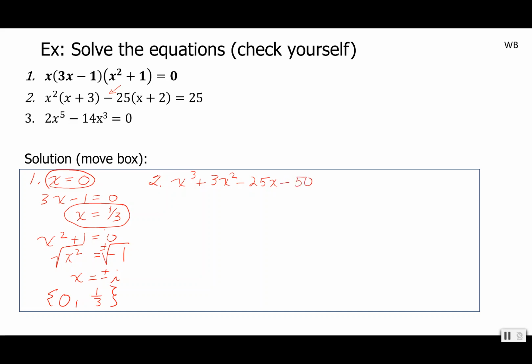Now we know that we have to set it equal to 0 to factor, so I'm going to go ahead and subtract that 25 from the right-hand side to the left-hand side at the same time. So now what we have is x cubed plus 3x squared minus 25x minus 75 equals 0. Now obviously it's definitely not factored because of all the plus and minus in between.